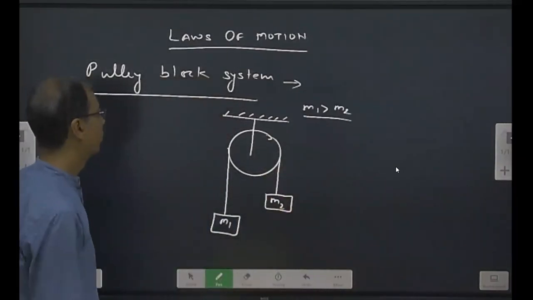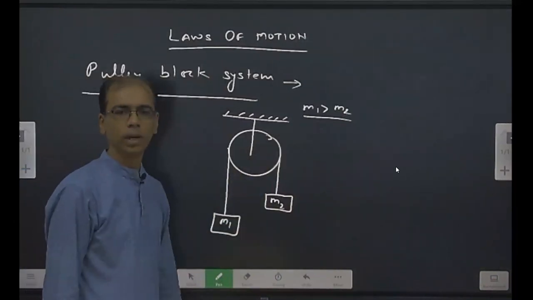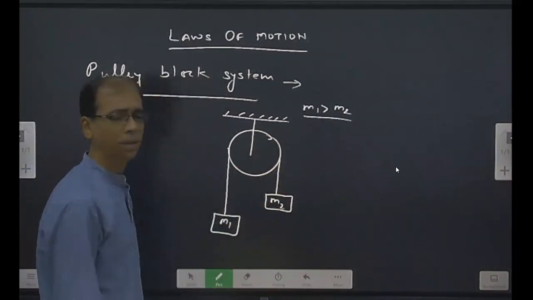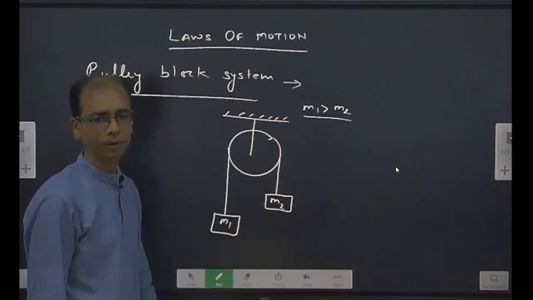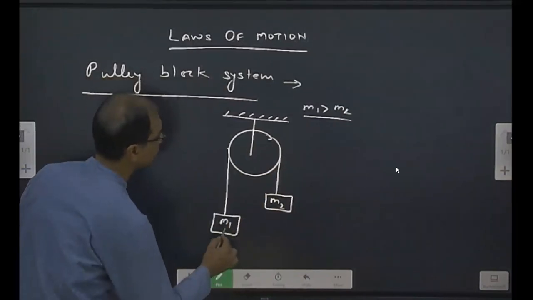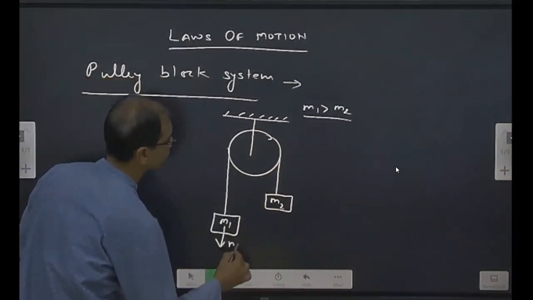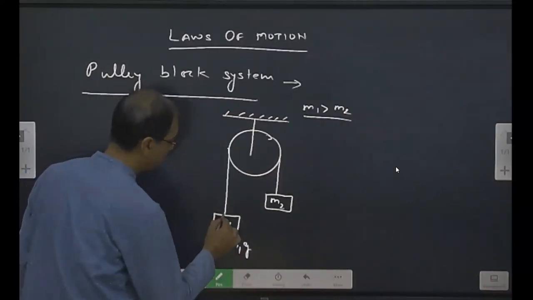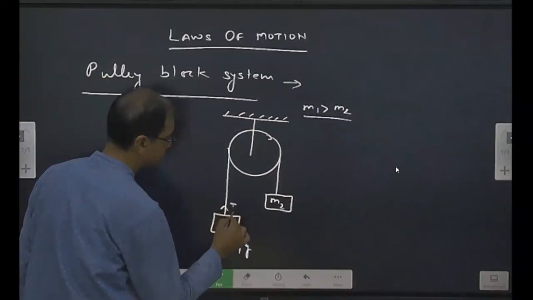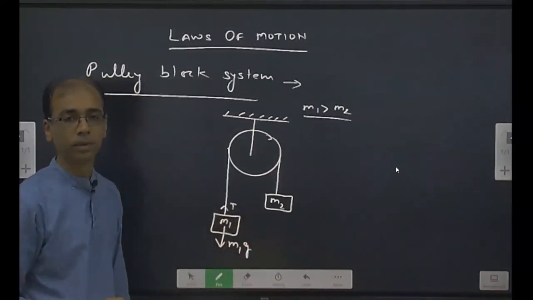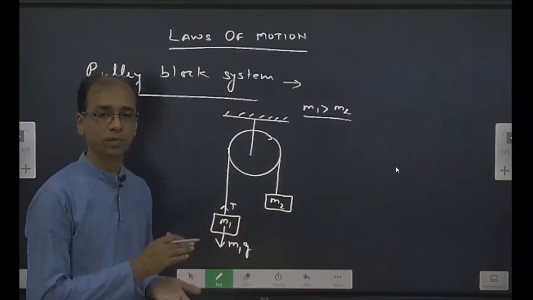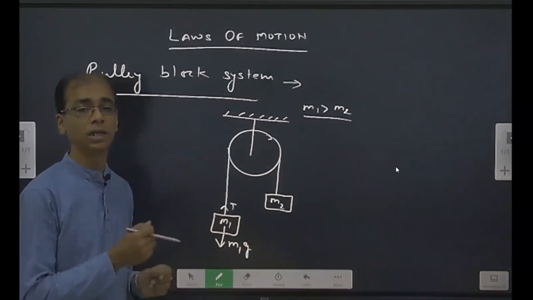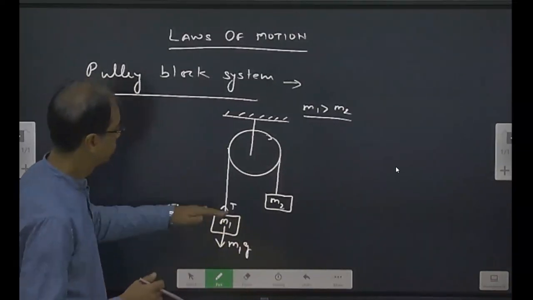Now, since m1 is greater than m2, what will happen? m1 will go down and m2 will go up. But before going to that, let's make the free body diagram. So we know that here gravitation force or weight is acting, which is m1g. And at this point here, there will be tension upwards. How to take directions, you already know. At any point, the direction of tension should be such that it should be trying to decrease the length of the string. Okay, so tension is upwards.